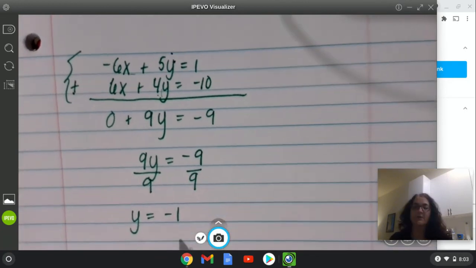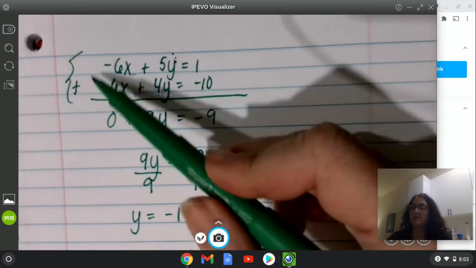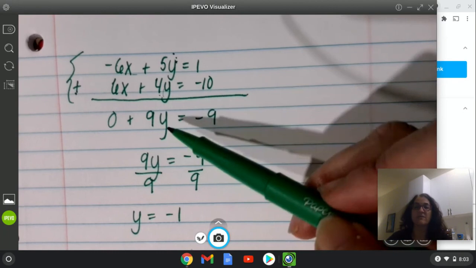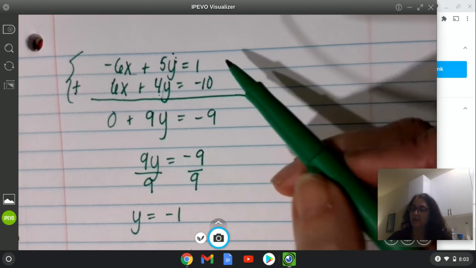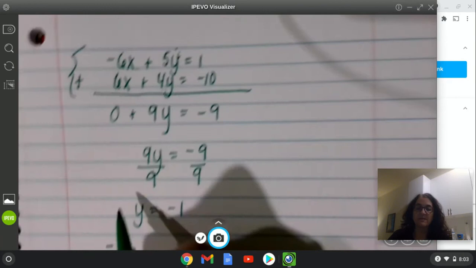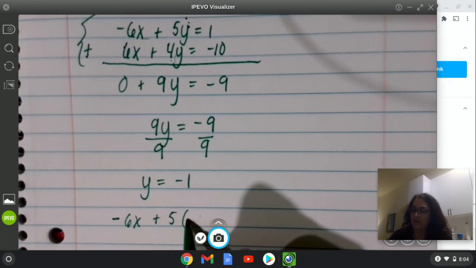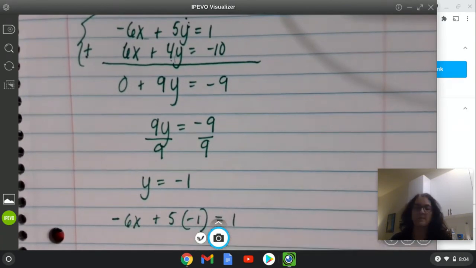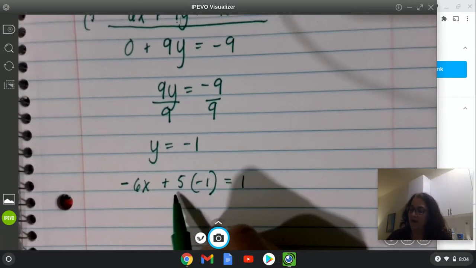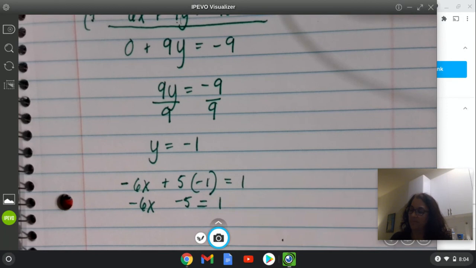So now that I know y equals negative 1, I can substitute that into either of these two equations, and then I only have one variable, x, and so I can solve for x. So I'm going to go ahead and put it into the top one. I'm going to say negative 6x plus 5 times negative 1 equals 1. So 5 times negative 1 is negative 5. So negative 6x minus 5 equals 1.